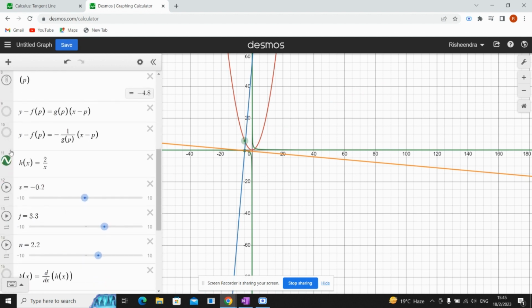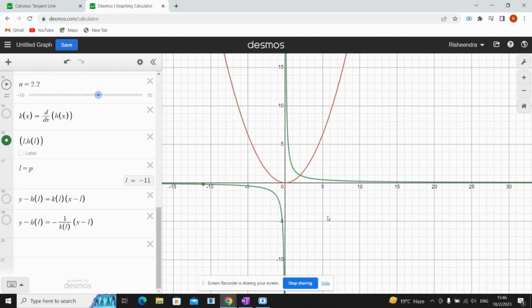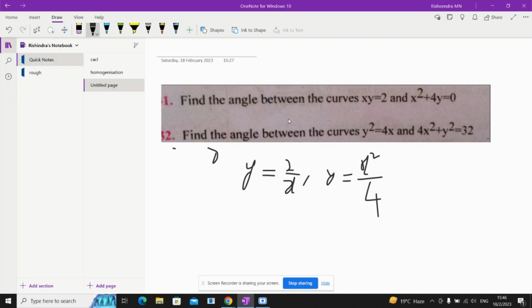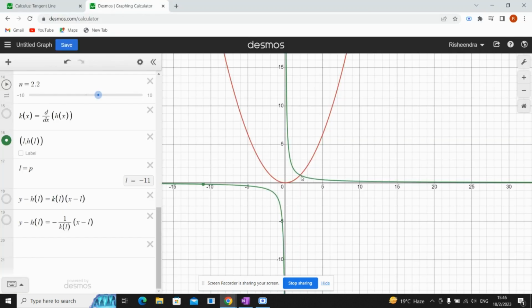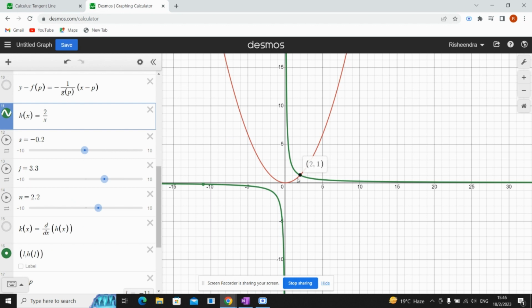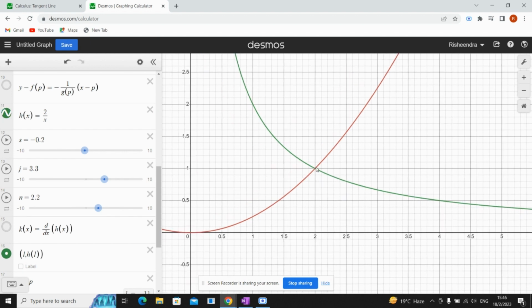I'm eliminating all the other secants and tangents. Okay, look here. This is the graph. These two graphs look somewhat alike. Check the question: find the angle between the curves. We cannot find the angle between two curves directly. We first have to find the intersection point. See, what is the intersection point?